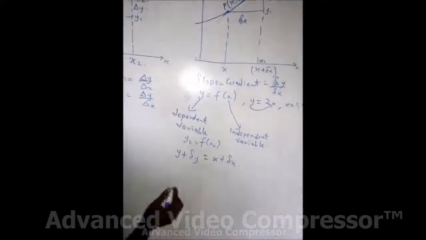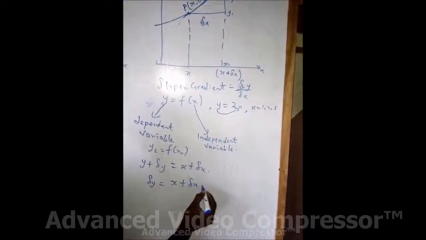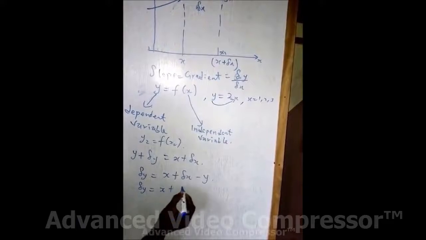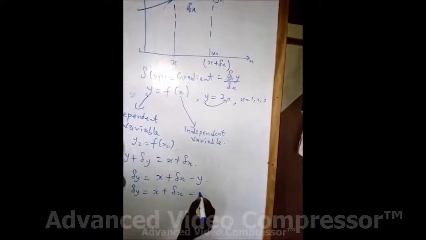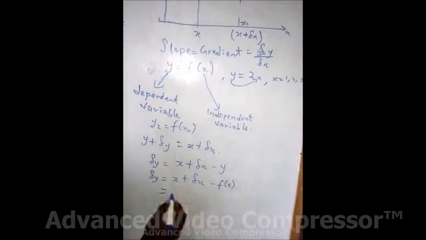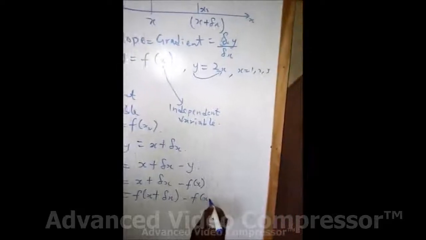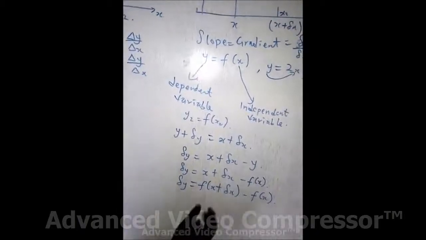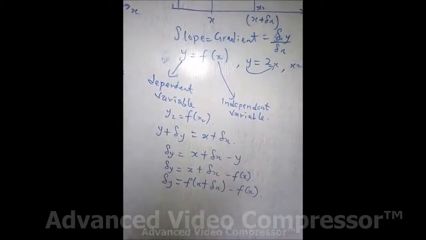So making change in y the subject here, change in y, and y goes to the other side: x plus change in x minus y. Then change in y is equal to x plus change in x minus y, and my y has been represented as f of x, substituting that. So this is f of x. So we can make this a function of x: f of x plus change in x minus f of x. So this is change in y. This takes us to gradient.